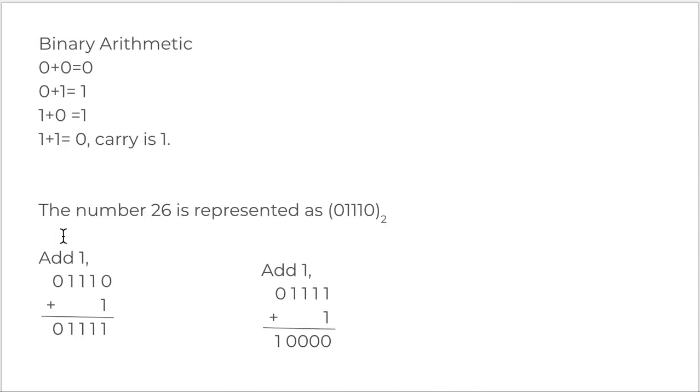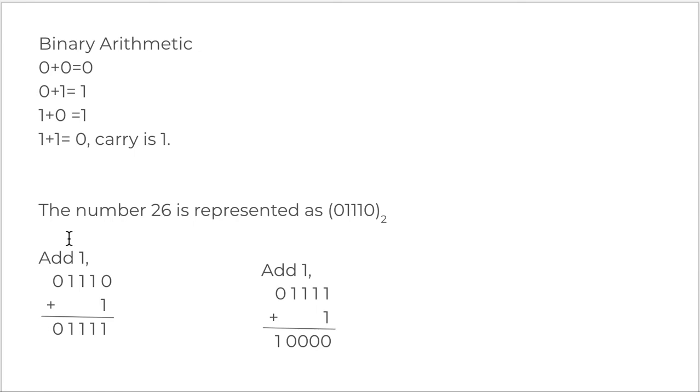Okay, the binary arithmetic is, so if you have 0 plus 0, it will be 0, 0 plus 1 again will be 0, 1 plus 0 is 1 because binary addition is commutative. 1 plus 1 is 0, but there is a carry that is 1, so it's carried forward like we do in basic addition as well, right?